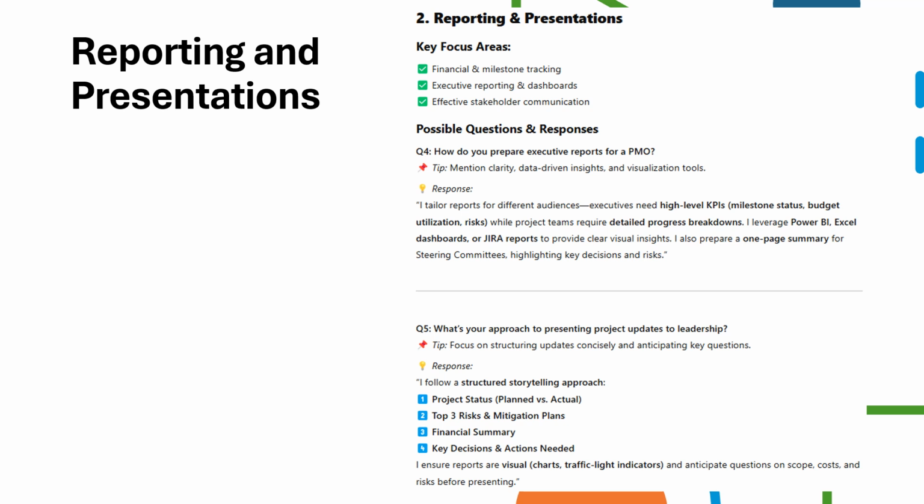What's your approach to presenting project updates to leadership? Tip: focus on structuring updates concisely and anticipating key questions. Response: I follow a structured storytelling approach: project status, plan versus actual, top 3 risks and mitigation plans, financial summary, key decisions and actions needed. I ensure reports are visual, with charts and traffic light indicators, and anticipate questions on scope, costs, and risks before presenting.